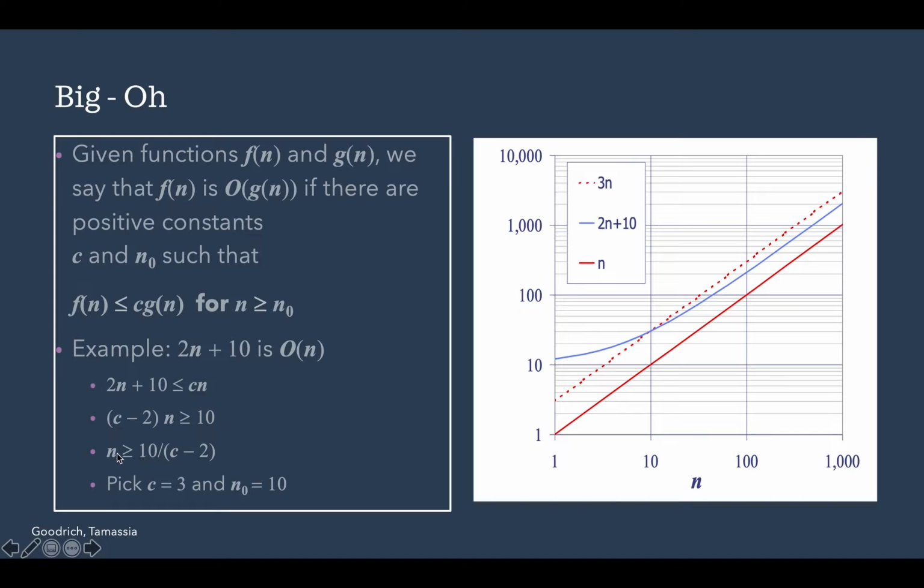It is 10. So for all values of n greater than 10, 2n plus 10 is always less than 3n, right? Then I can tell f of n is big O of g of n. Okay, so hope this is clear. This is how you will be proving your big O of n. Please remember this inequality: f of n is less than or equal to c into g of n.